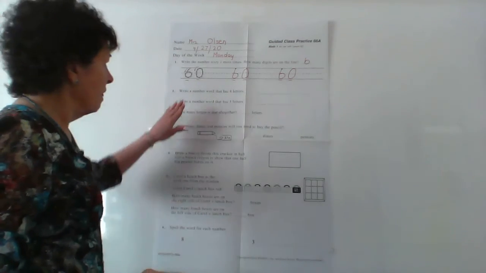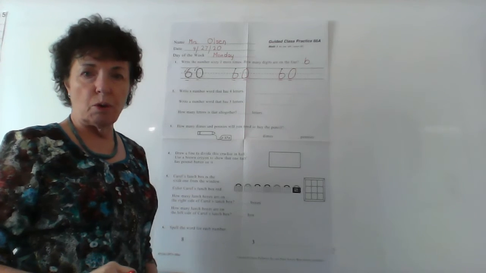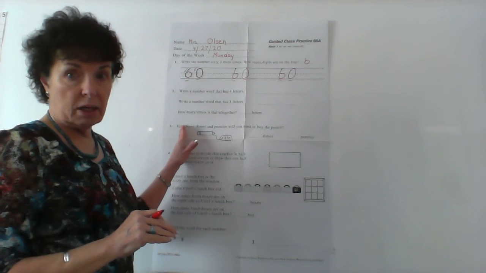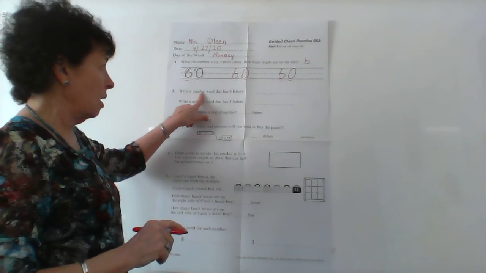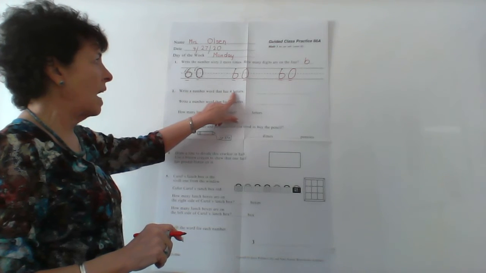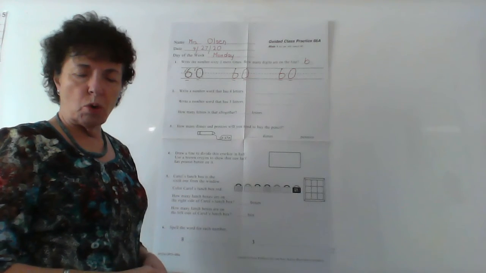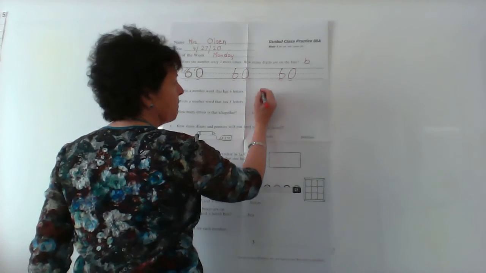Now, this next part, you'll probably need your office. And remember, your office has the number words, and it has the number right next to them. They're asking you to write a number word that has 4 letters. Pick any of your number words, count the letters that have 4. So I'm going to pick 5.